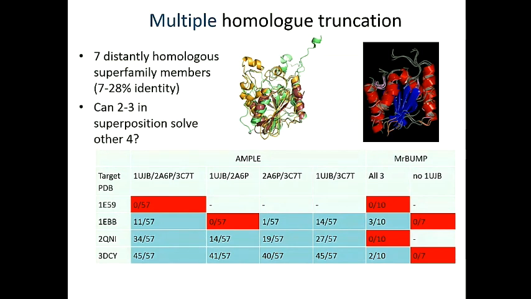So the superposition is working and the truncation is working to zoom in on that shared catalytic core. And to cut a long story short, it does a better job processing them this way than in MrBUMP's regular superposition algorithm. These numbers are numbers of successful and total numbers of search models produced for each of these runs.